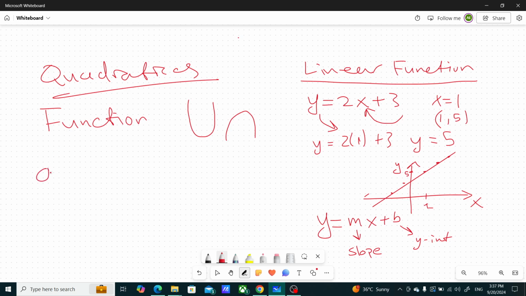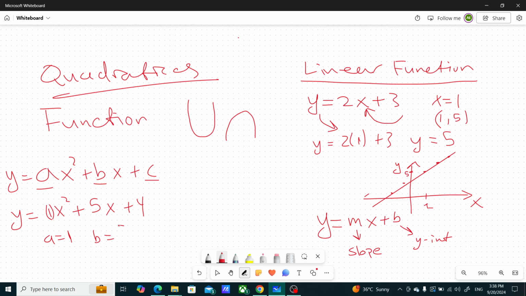So the general form of a quadratic function is y equals ax squared plus bx plus c, where a, b, and c are numbers or constants. Let's see an example such as y equals x squared plus 5x plus 4. So here a is what? A is 1, because what is multiplying x squared is 1, but we usually don't write it. B is 5 and c is 4.